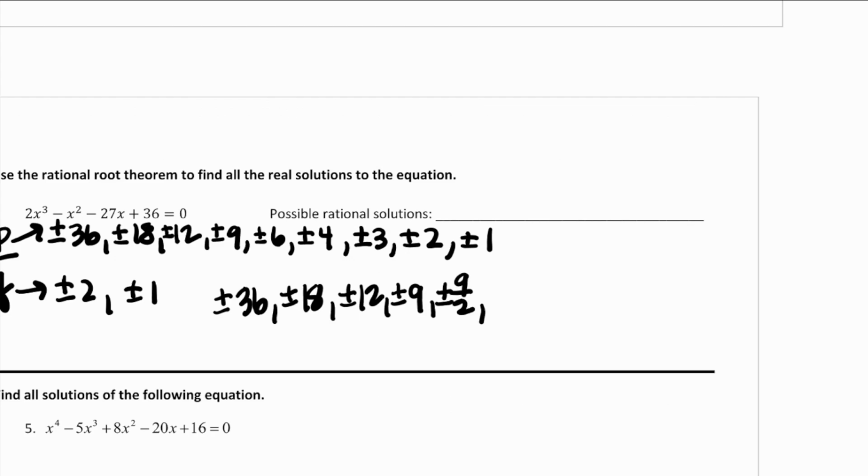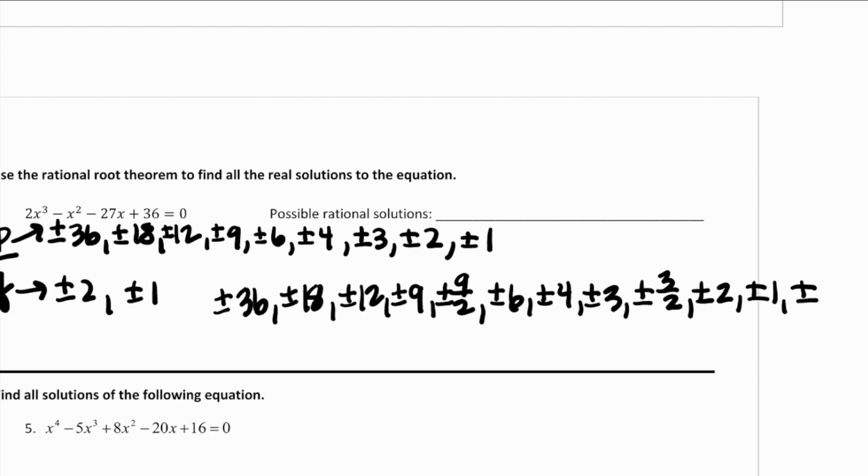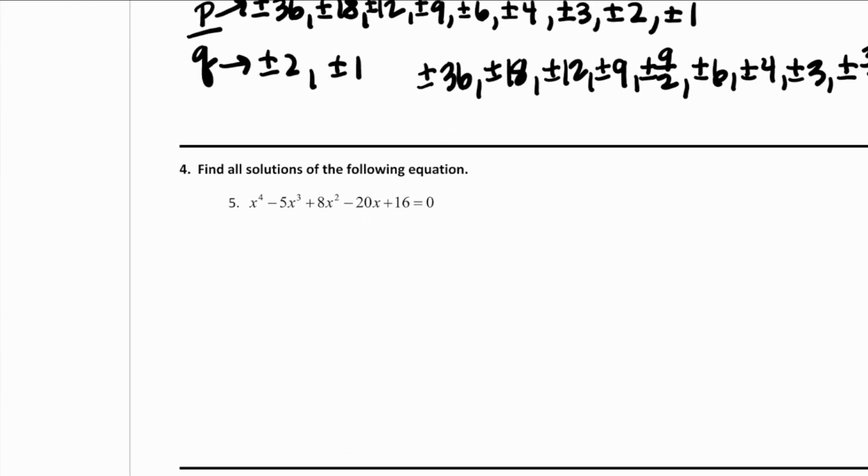Okay, so I'm just looking for all the other ones that are odd, because I need to remember to possibly divide by 2 for that one. So 3 halves. Plus or minus 2, plus or minus 1, plus or minus 1 half. Yeah, that's not going to be on the test.